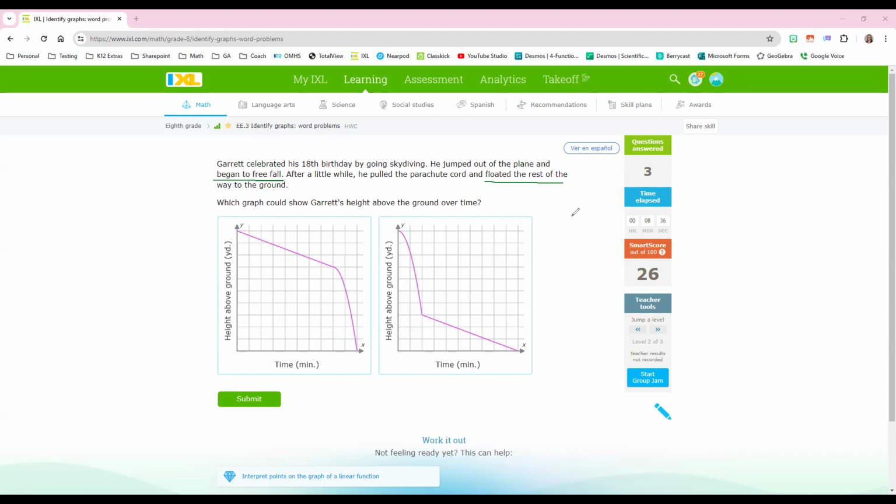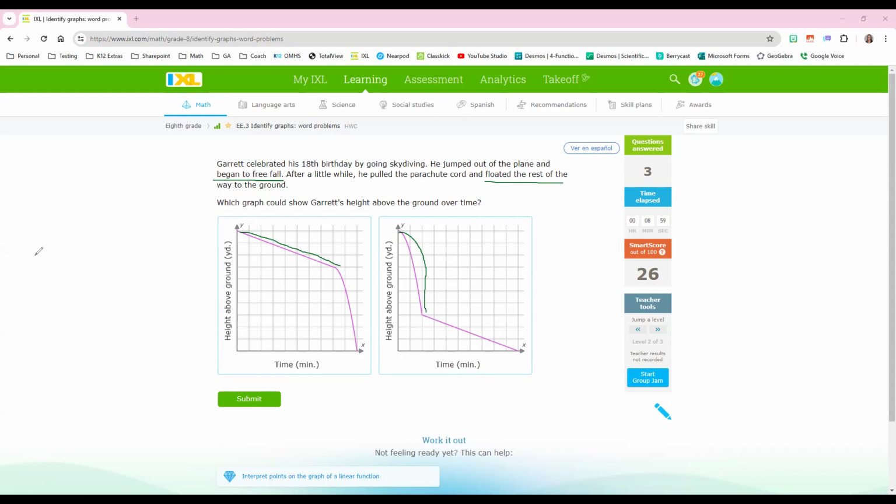the ground. All right, well, when we think about this, if he's jumping out of the plane and he's free falling, is that going to be gradual like we see here? Or is that going to be a pretty dramatic drop in height? That's going to be a pretty dramatic drop in height. When you're free falling, you're going pretty fast. It's going to drop pretty quickly.